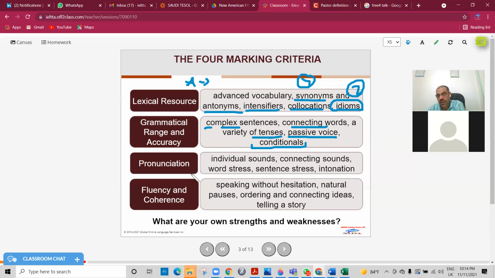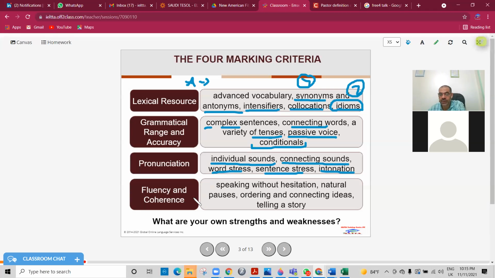The third thing is pronunciation. In pronunciation, your pronunciation of individual sounds should be clear. Connecting sounds, for example, do you say "do you", so you have a J over there. Word stress, the correct word stress, for example, present, present. Sentence stress and intonation. These are the features of pronunciation.